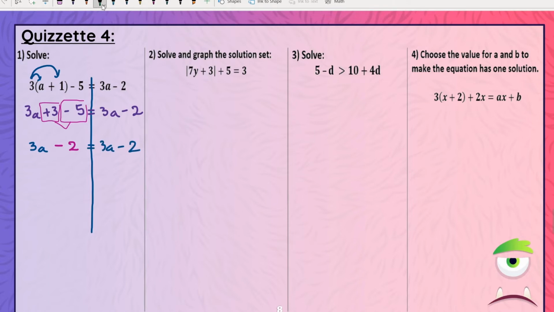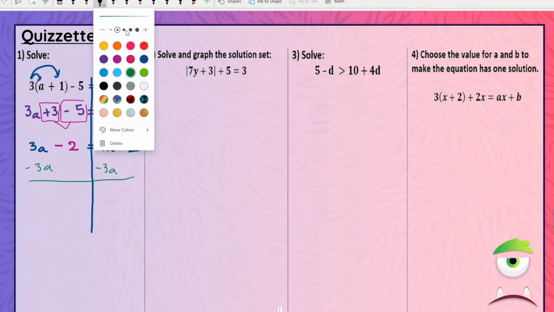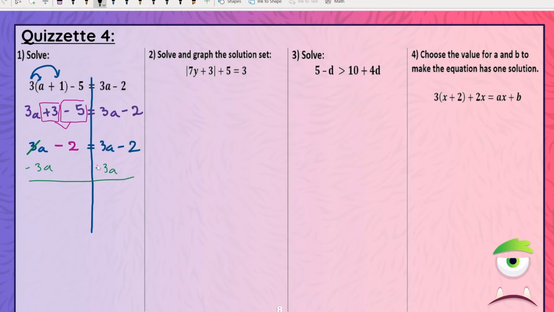Hopefully by now you can see some familiar concept here. How do you solve for a now? Okay, you're going to subtract 3a to both sides, minus 3a to both sides. 3a minus 3a will cancel each other out, right? And 3a minus 3a cancel each other out. So we end up with negative 2 equal to negative 2, which is true. Negative 2 equal to negative 2 is a true statement. So that will give you many solutions.